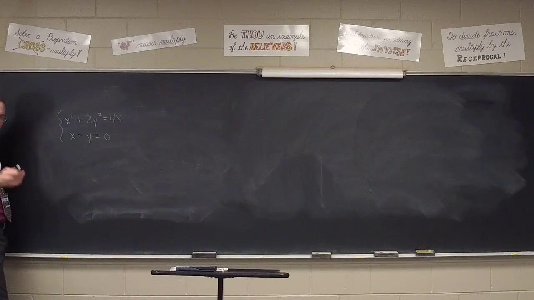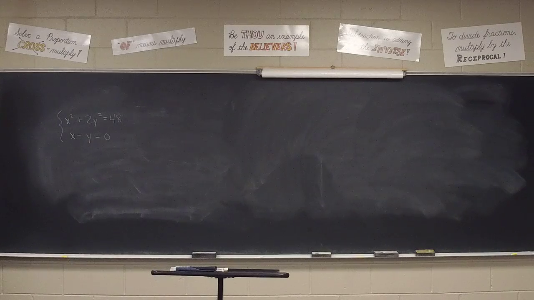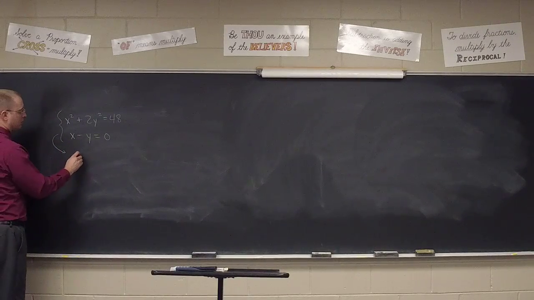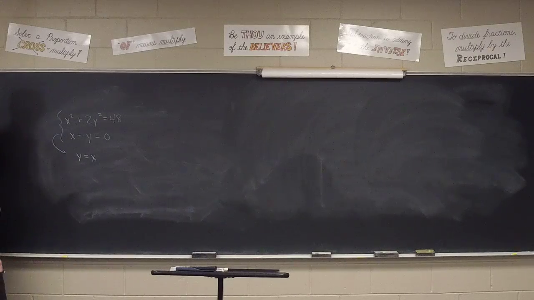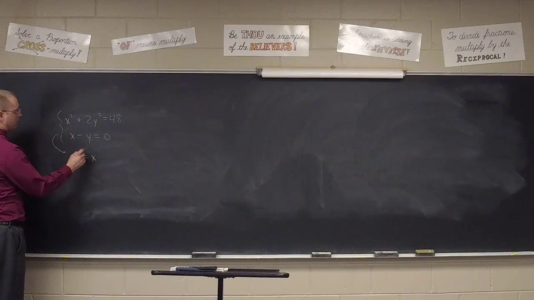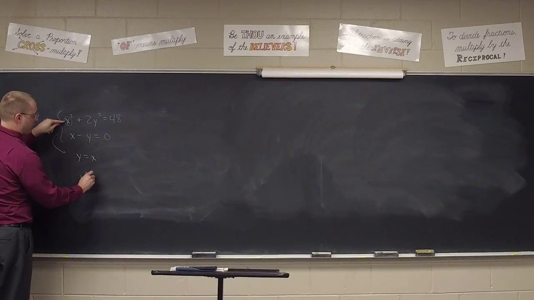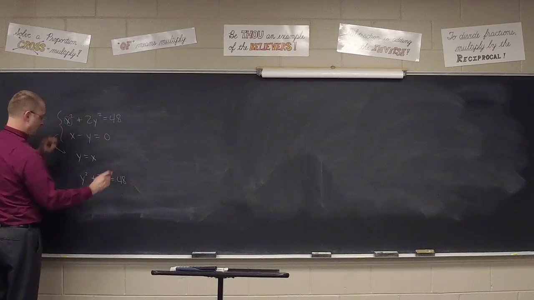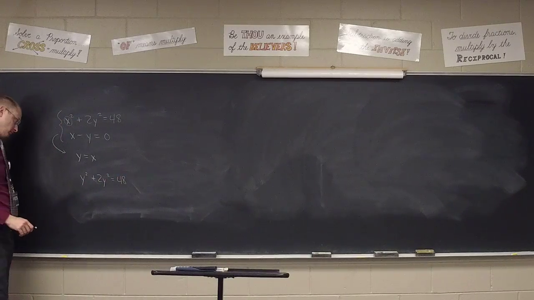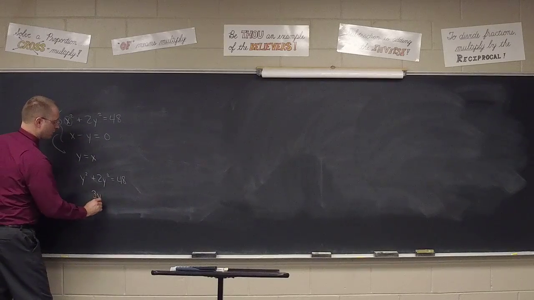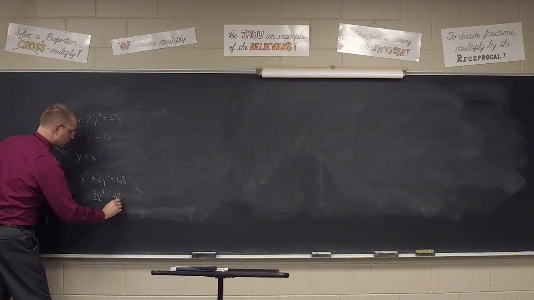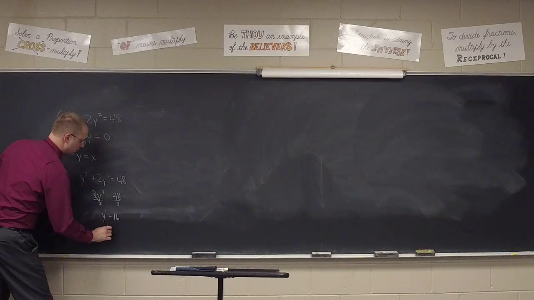What should we do? Jane? I changed the bottom equation into y equals x. Good. So that I substituted the x squared for a y squared. Okay, so if y equals x or x equals y, then we can put y where it says x, so now it's y squared plus 2y squared equals 48. And then I combine like terms, you got 3y squared equals 48, then divide, and got y squared equals 16, which was positive and negative.